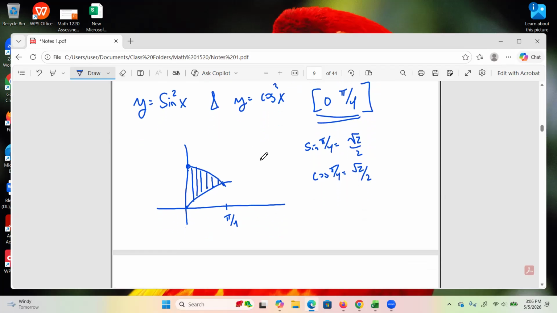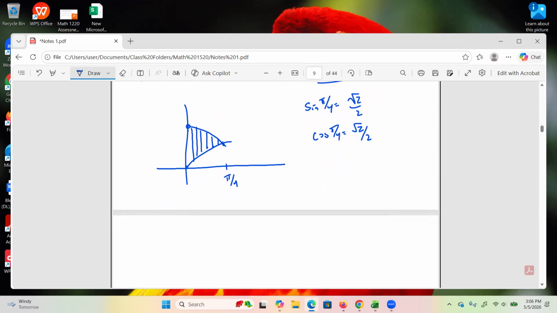So let's set up our integral. This is going to be between 0 and pi over 4. The top one is our cosine, so we have the integral of cosine squared x minus sine squared x, parentheses, dx. We have to integrate this.